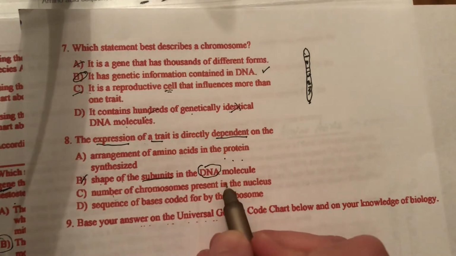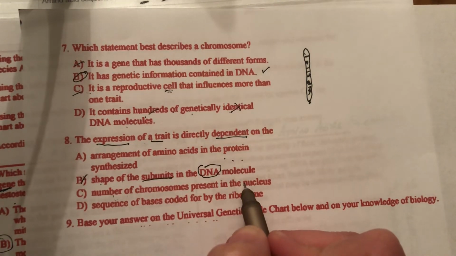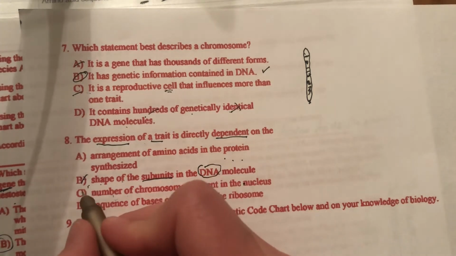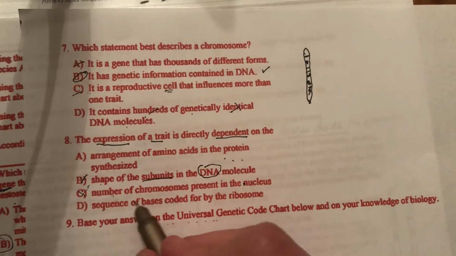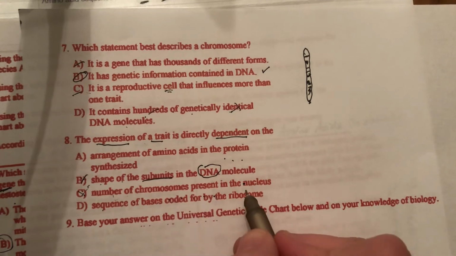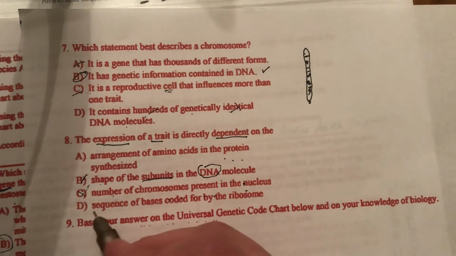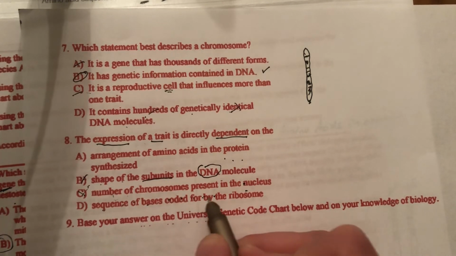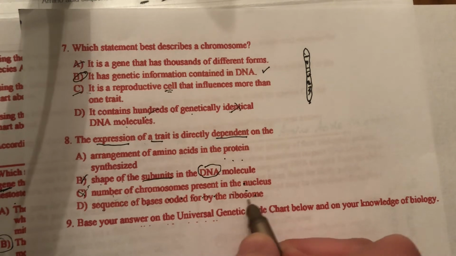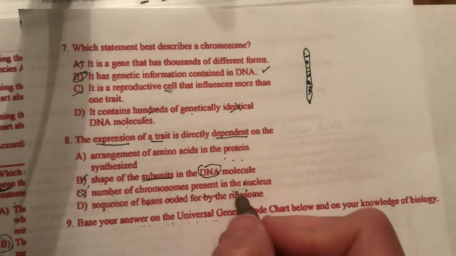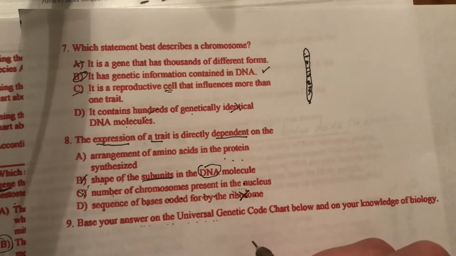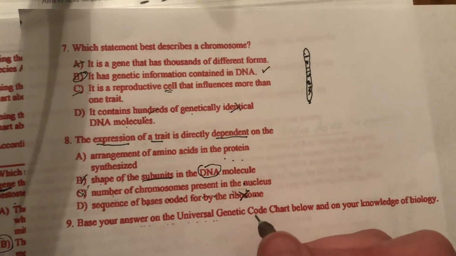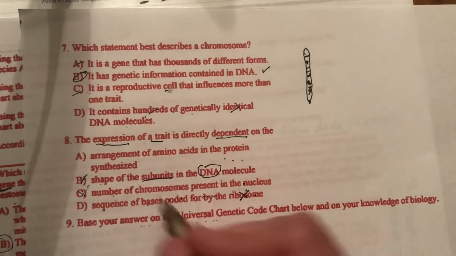Number of chromosomes present in the nucleus. That is not going to determine the expression of your trait either. It's the order of the bases that's going to determine your trait. Sequence of bases coded for by the ribosome. That makes no sense. If it said sequence of amino acids coded for by the DNA, that would be right. The ribosome doesn't code for anything. The ribosome just puts together what it's told to put together. Only the DNA codes for something. This one's kind of hard.